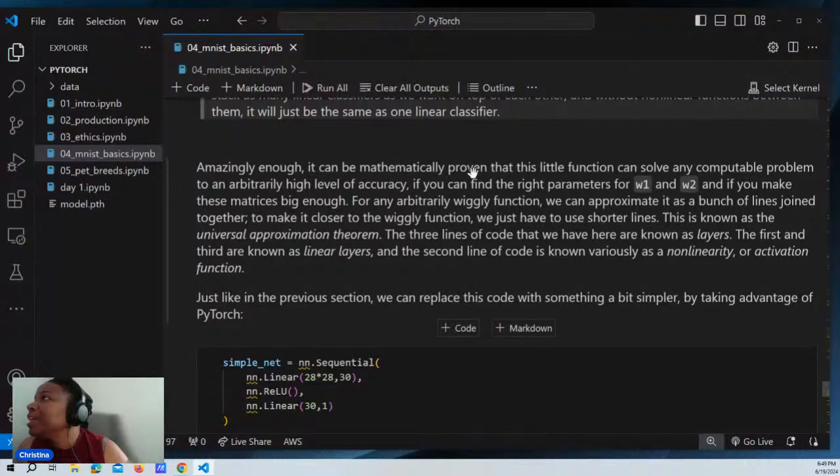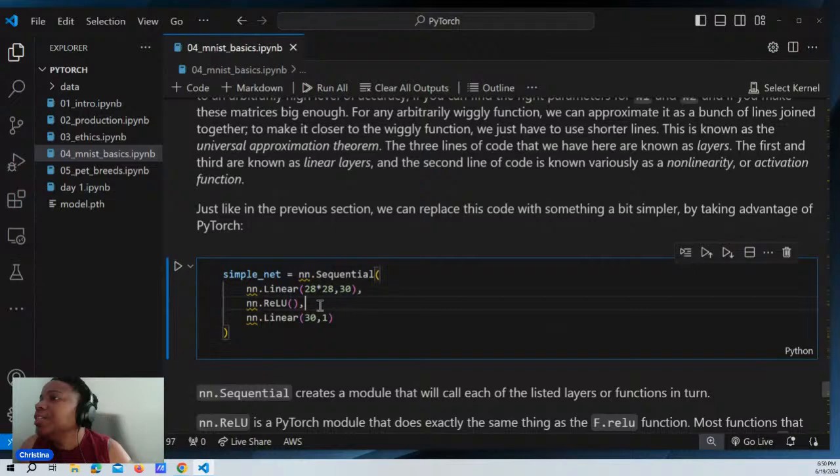Amazingly enough, it can be mathematically proven that this little function can solve several computational problems to arbitrarily high accuracy, if you can find the right parameters for W1 and W2. This is known as the universal approximation theorem. The three lines of code that we have here are known as layers. First we have the linear layer, then the nonlinear layer, and then the next linear layer.